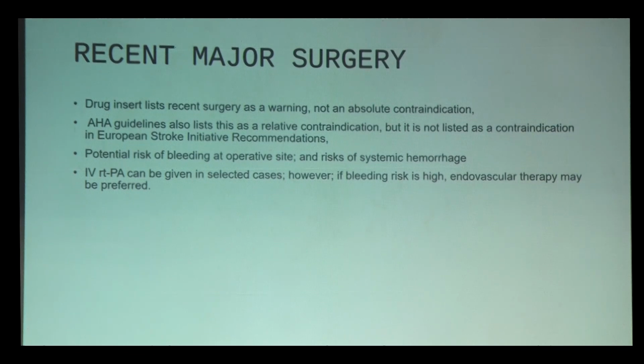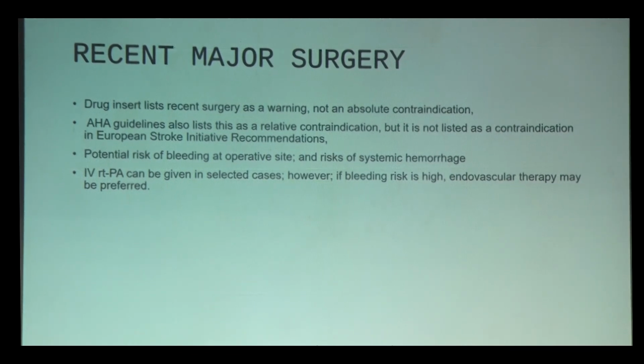And recent major surgery: the drug insert usually lists recent surgery as a warning, not a contraindication, but AHA guidelines list it as a relative contraindication, and in European guidelines it's not a definitive contraindication. The potential risk of bleeding at the operative site and systemic hemorrhage is expected in these patients with IV thrombolysis. So such patients can be taken for intra-arterial thrombolysis to avoid systemic bleeding.